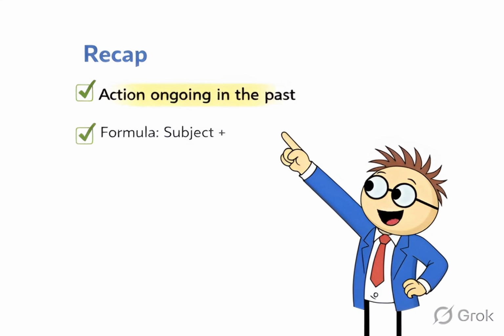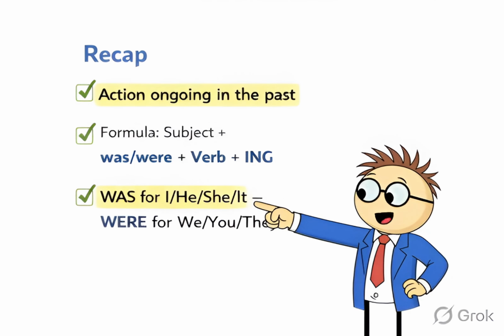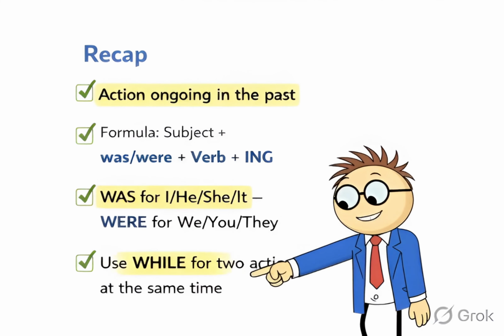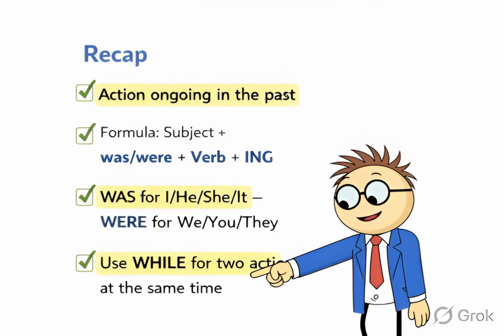Let's recap the past continuous tense. Ongoing action in the past, was or were plus verb plus ing, and use while for two actions together.